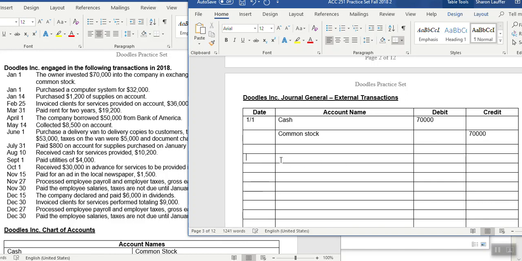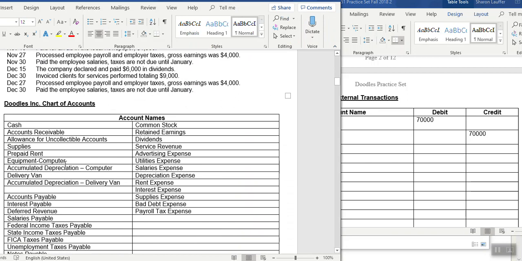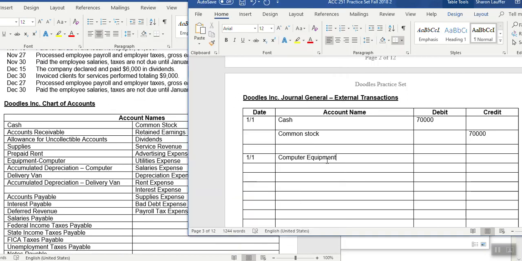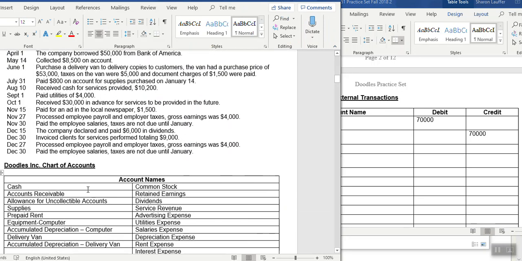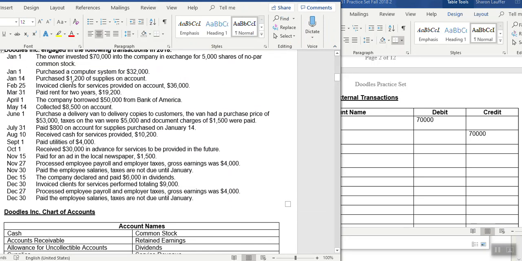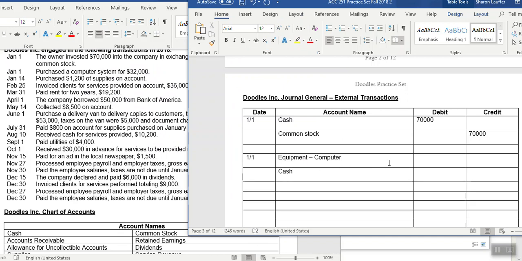So that's entry 1. Entry 2, still January the 1st, says purchased a computer system for $32,000. I probably should look and see what the account is. Equipment-computer. I called it computer equipment, but I should call it what they're calling it, because when you answer your questions, you want to make sure that you're talking about the same account. So equipment computer, and it doesn't say how they paid, so we're going to assume they paid cash for it.